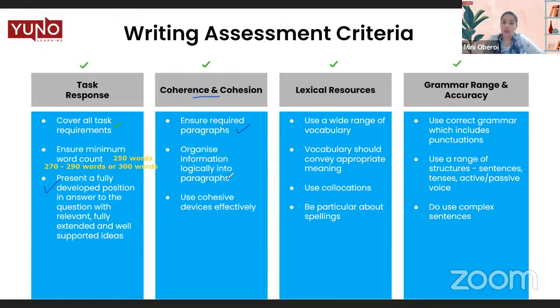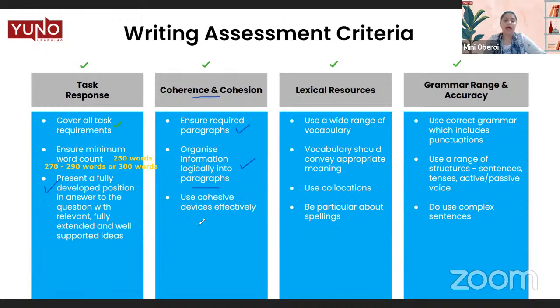Organize information logically into paragraphs. So of course, whatever is asked to us, like whatever instructions are given to us, we need to make sure that we organize the instructions in separate paragraphs and support them with examples. Guys, if we do not quote examples in our body paragraphs, we can never get our desired band score in IELTS. Because when we give examples to justify our points, that gives logic to our answer. In fact, that also adds the additional length required to write the essay.